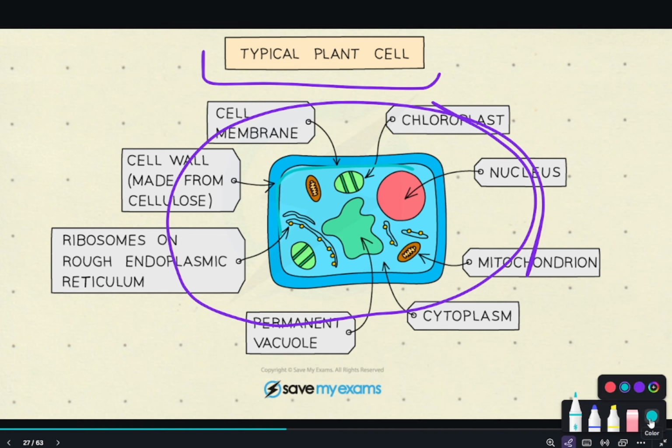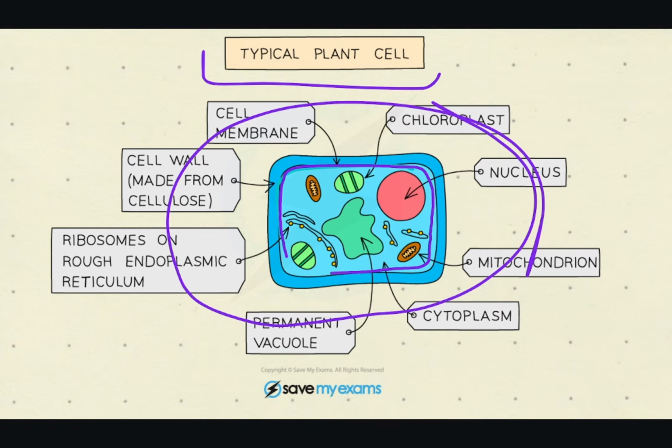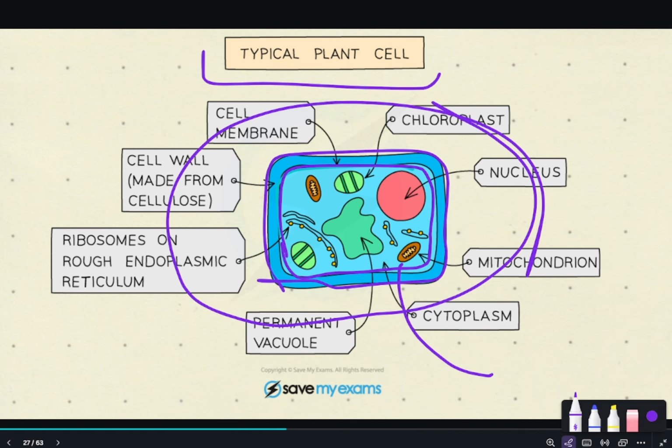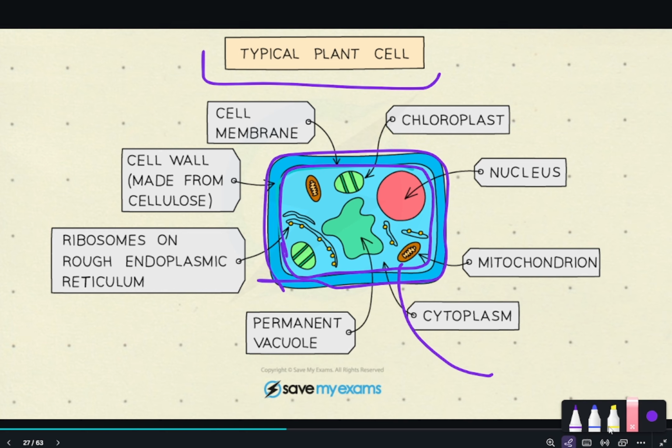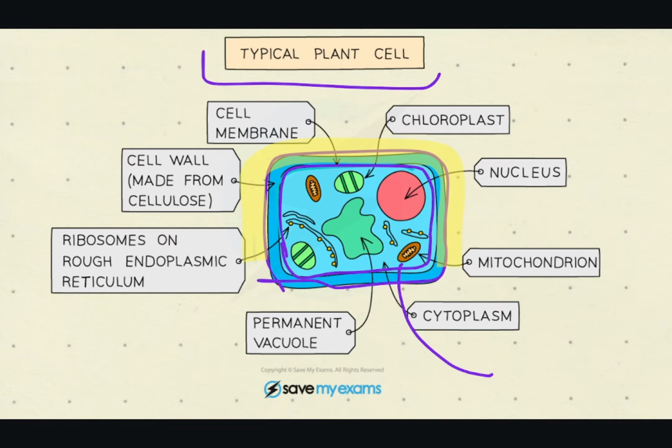You can see that a typical plant cell is going to have 2 layers. It's going to have 2 membranes actually. The inner one right here is known as the cell membrane, and then the outer one, which I'm highlighting for you, is known as the cell wall.